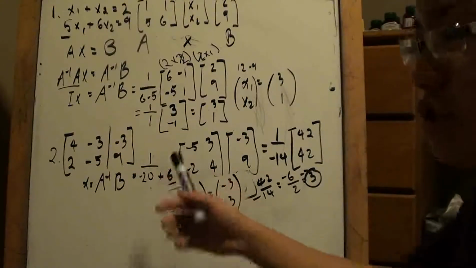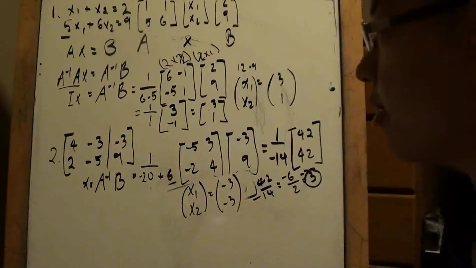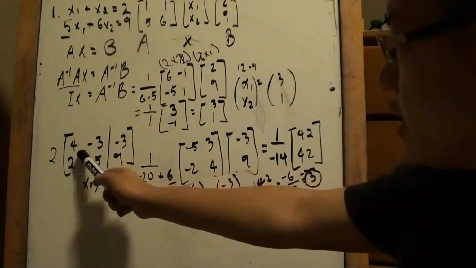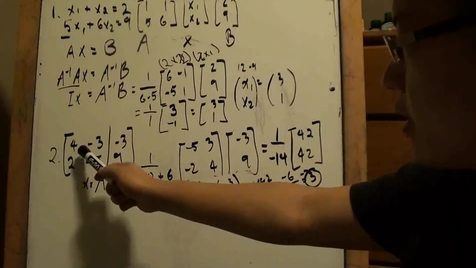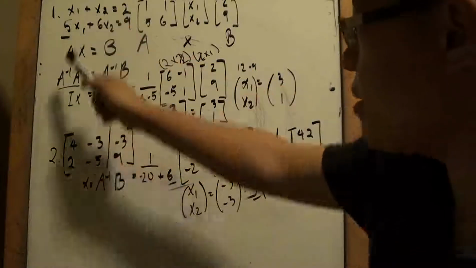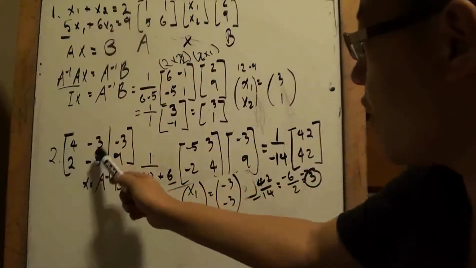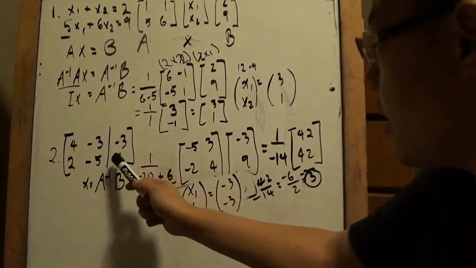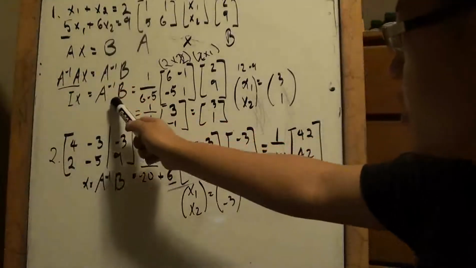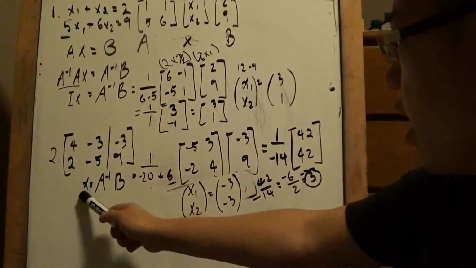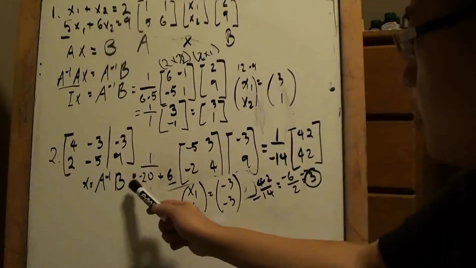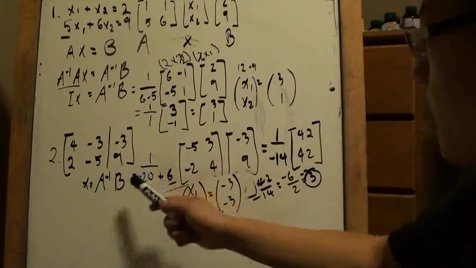But let's do number 2 just so that we firmly grasp this. The next one is this. I couldn't find the space to fit in the linear equation, so I just made it as matrices, but you get the idea. It's the same idea: 4, negative 3, 2, negative 5 equals negative 3 and 9. So we want to know the set of solutions. Using the theorem we just talked about, x, the set of solutions, equals A inverse times B.